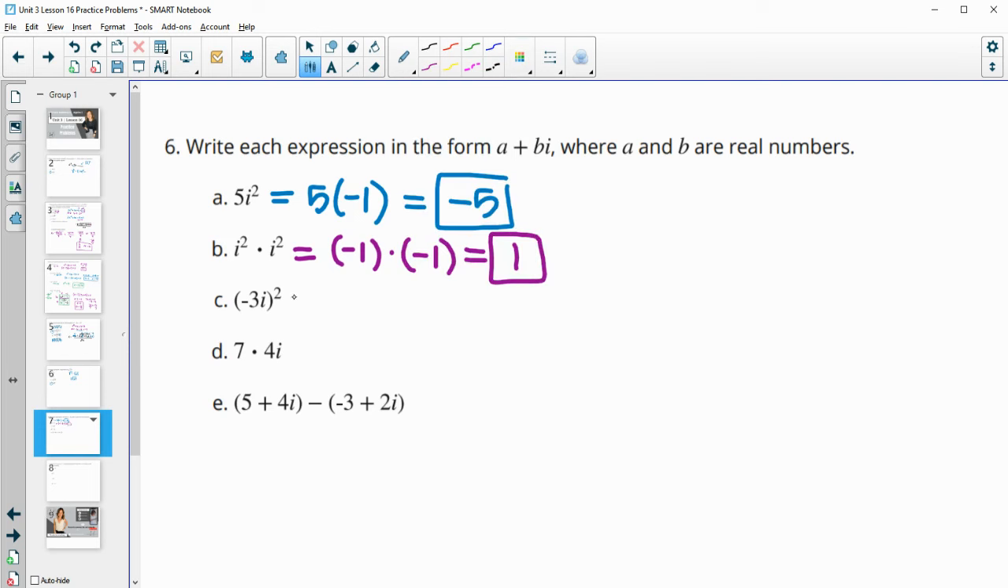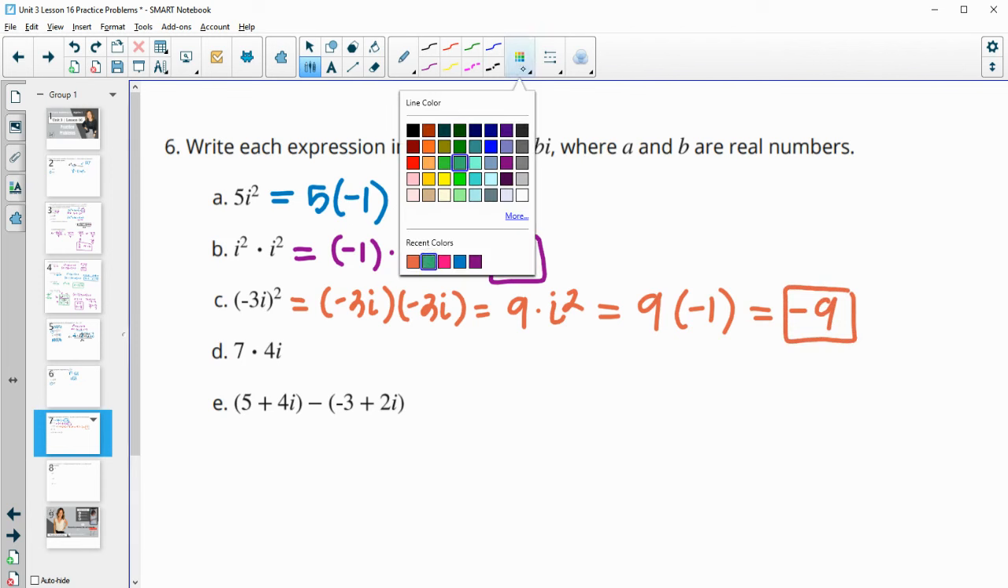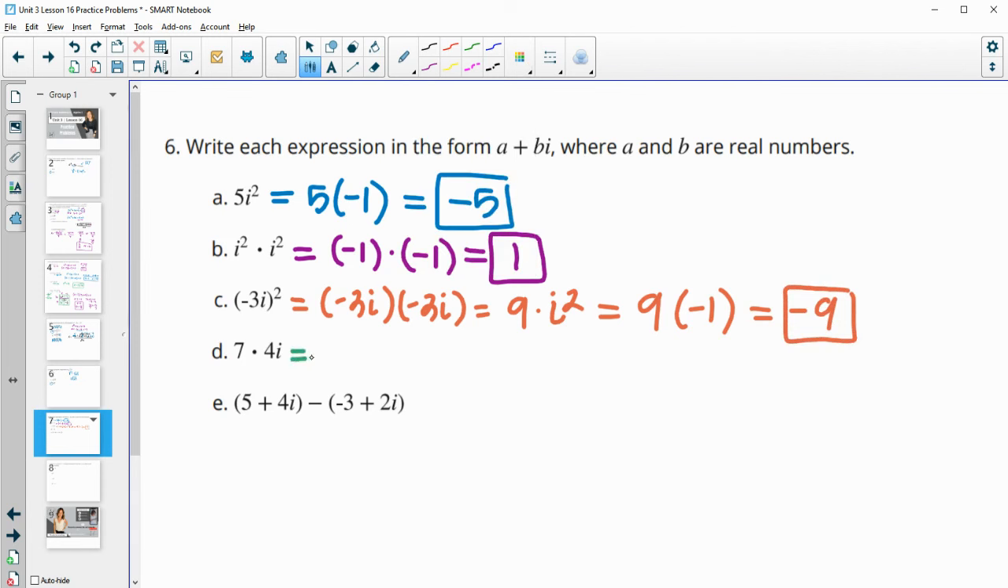Part C, we have negative 3i squared. So this is negative 3i times itself. Negative 3 times negative 3 is positive 9. i times i is i squared. And then i squared is negative 1. So 9 times negative 1 is negative 9. Part D, 7 times 4i is just 28i. Nothing else to simplify there.